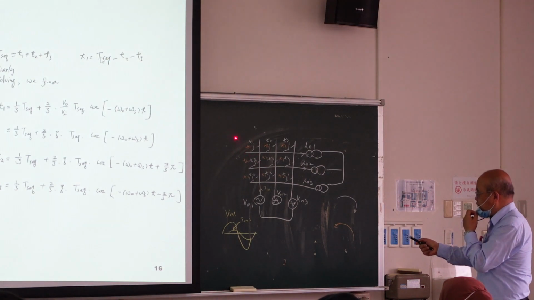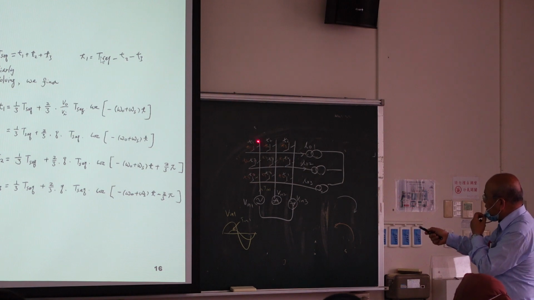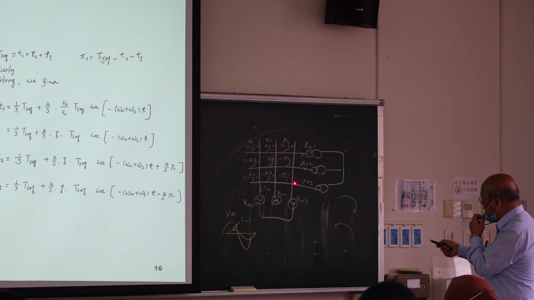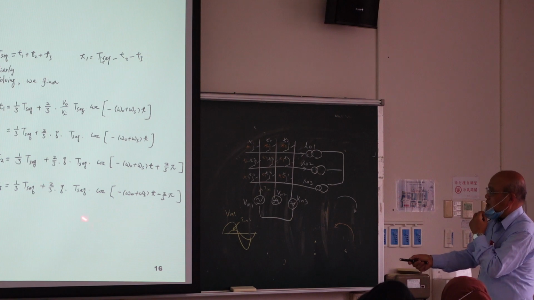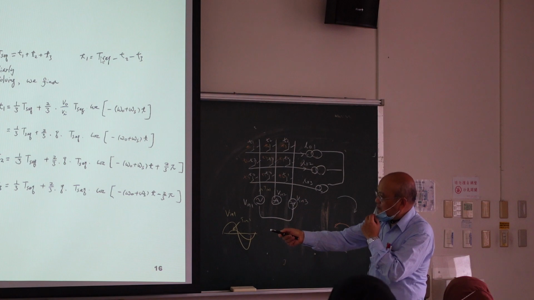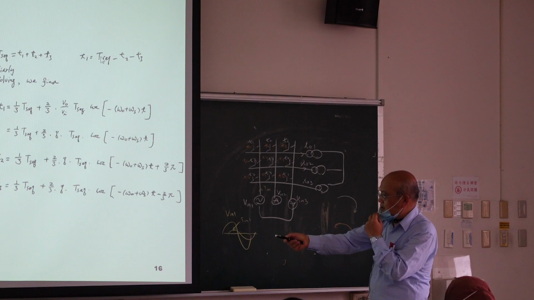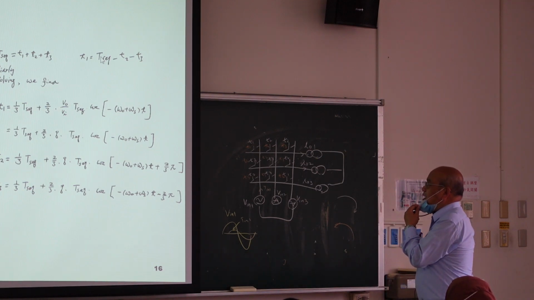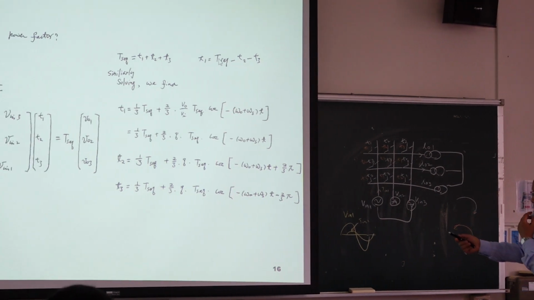So we have two stages. In stage 1: T1, T2, T3; T3, T1, T2; T2, T3, T1. In stage 2: T1, T2, T3; T2, T3, T1; T3, T1, T2. So we change the sequence. So Vin1, Vin2, Vin3. Then we change this to the second. We switch this one, we switch this one. Then we can get one lagging, another leading.